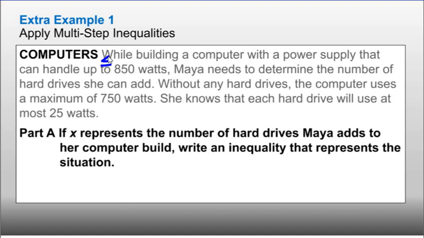So part A, if x represents the number of hard drives Maya adds to her computer build, write an inequality that represents the situation. So for this one, she's using a computer that without a hard drive can handle up to 750, plus at most 25 watts per hard drive. So I'm going to use H for hard drive, 25 per hard drive, and it can handle up to, so no more than 850 watts. So that would be our inequality that we would use.